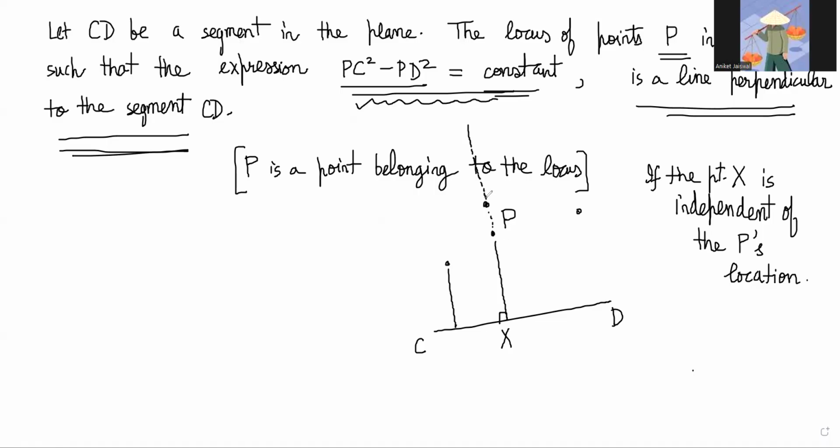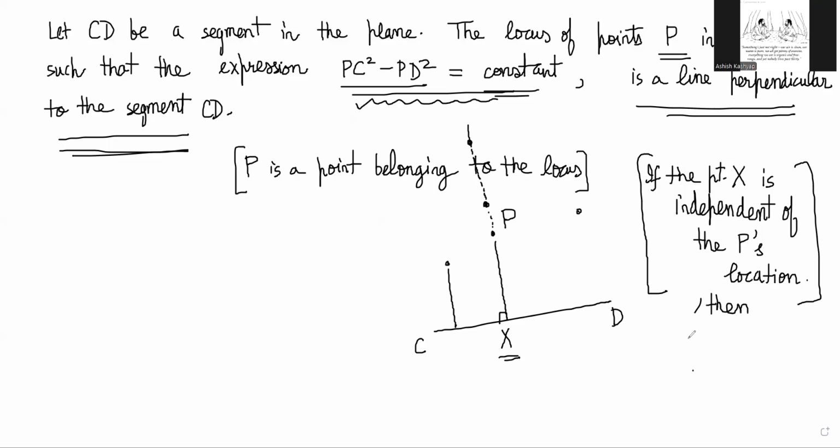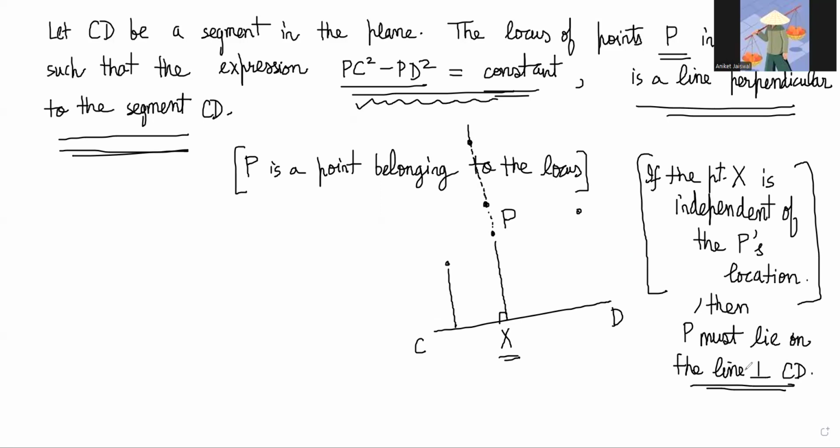Then X, obviously all the foot of the perpendiculars will be the same X, right? Yes, sir. If the point X is independent of P's location, then P must lie on the line perpendicular to CD, right? Is everyone understanding? Sir, means we can only change the y-axis of the PX line, right? Not the x-axis, or the x position will also change.